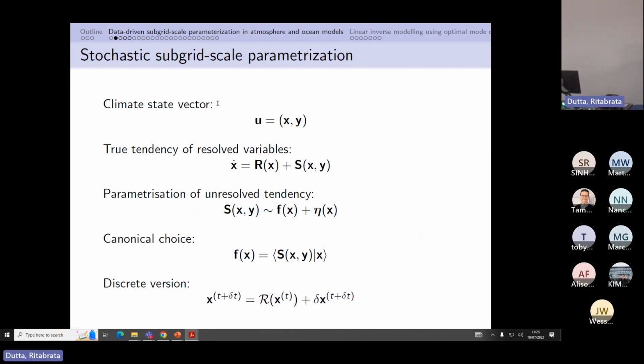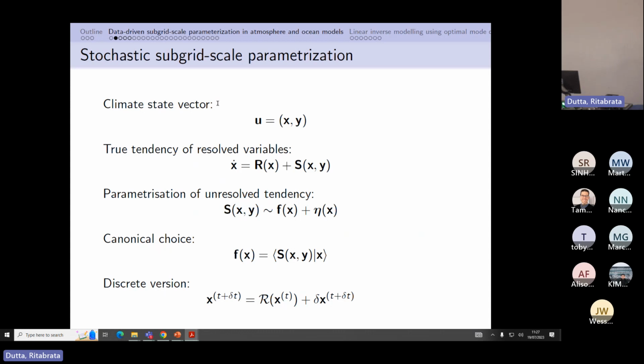The parameterization might look like this: a deterministic part, f of X, and then some stochastic process eta of X, conditioned on the state of the resolved variables. It's a basic structure. The canonical choice for this f might be just a conditional mean, some regression exercise to estimate the conditional mean of this S function given X. Then we have to account for the scatter, for the fluctuations, with this eta process.